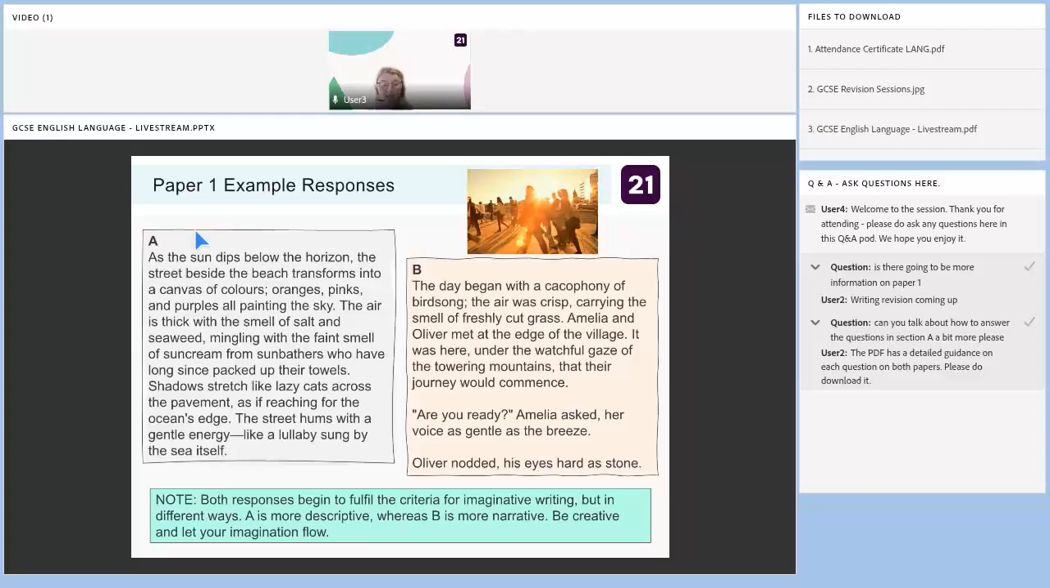The second one includes some characters, Amelia and Oliver. They're having a conversation. There's a journey that's going to commence. Amelia said, "Are you ready?" Oliver nodded, his eyes as hard as stone. So notice it's still using vocabulary and techniques, but it's got a sense of some characters and something's going to happen and there is a story.